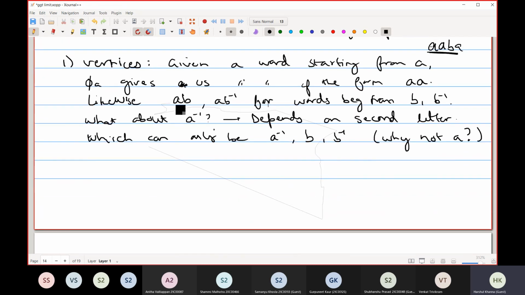Now let's see for B. If the word starts from B, it will be AB. Suppose the word starts from B inverse, then the new word will start from AB inverse. What about A inverse? Now you have A inverse, and you left multiply by A, then you will get A inverse.